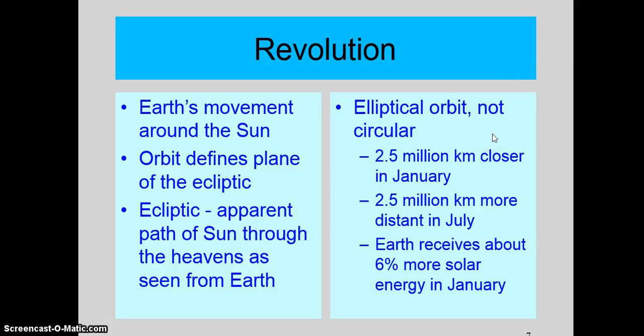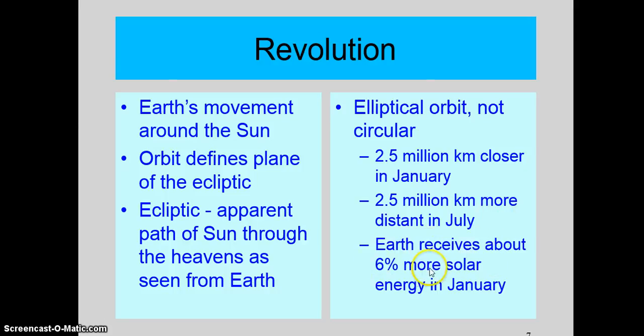The Earth travels around the Sun in what's called an elliptical orbit. This was actually discovered by a guy named Kepler about 400 years ago, and so the Earth is not going around the Sun in a perfectly circular orbit. It gets a little closer to the Sun, and that actually happens in January, by about, as it says here, 2.5 million kilometers, roughly 1.5 million miles, and it gets a little further from the Sun in the month of July, early July.